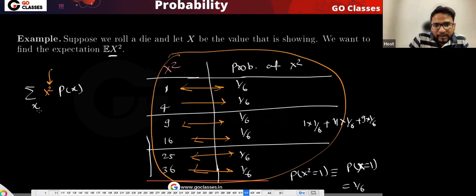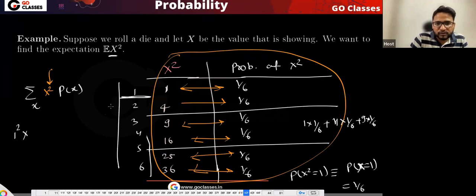Now it will range over all values of x only, which means x value could be 1, could be 2, could be 3, could be 4, could be 5, could be 6. Let me just say, x value could be 1, which means it will be 1 square into the probability of being 1. The probability of being 1 is the distribution of px you already know, right? This is px. This is 1/6, right?